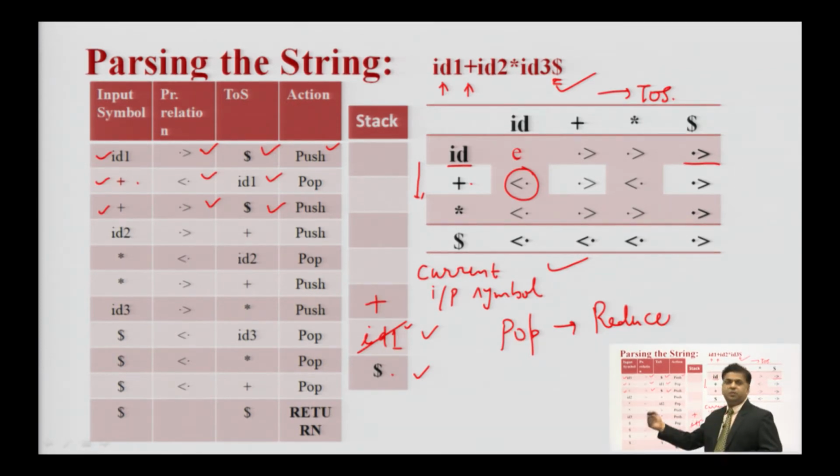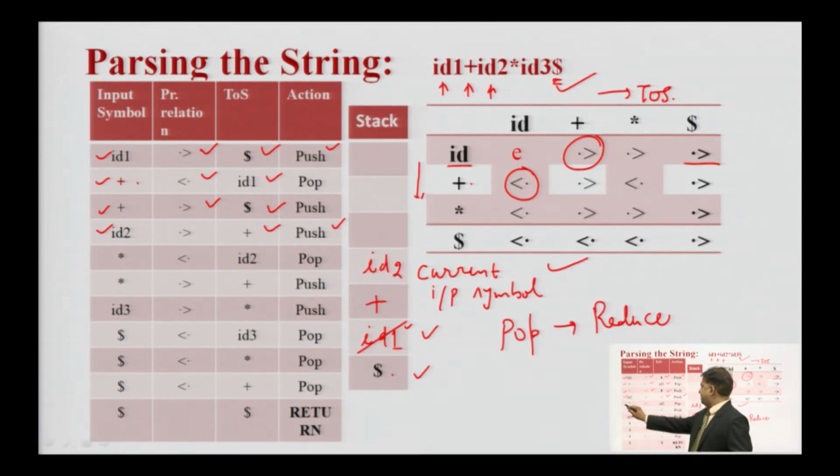On higher precedence, what do I do? I push, right. And I advance the current input symbol one pointer ahead, right. So now this is the plus on top of the stack. Now the current input symbol is ID2 and the top of the stack is plus. The relation between ID and plus is greater than. So I push the ID2 on top of the stack, right. Next, after pushing, I advance the pointer.